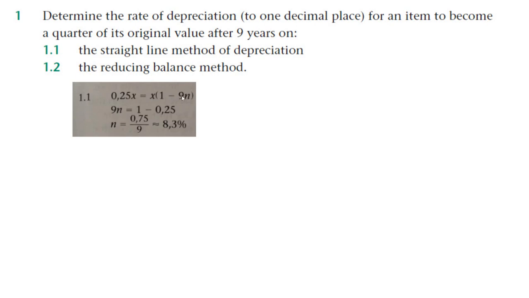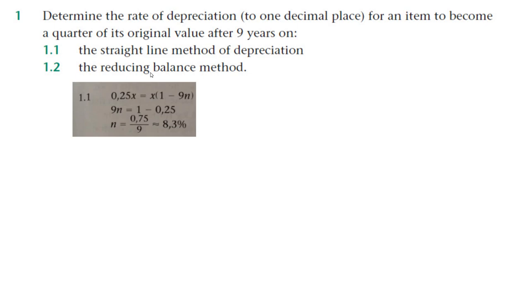1 minus 9 multiplied by the interest rate. We're going to solve for this interest rate. We divide by X, and we get 0.25. And then we subtract the 0.25 from 1. We get 0.75, divide by the 9, and there's your 8.3%, and that's the answer.